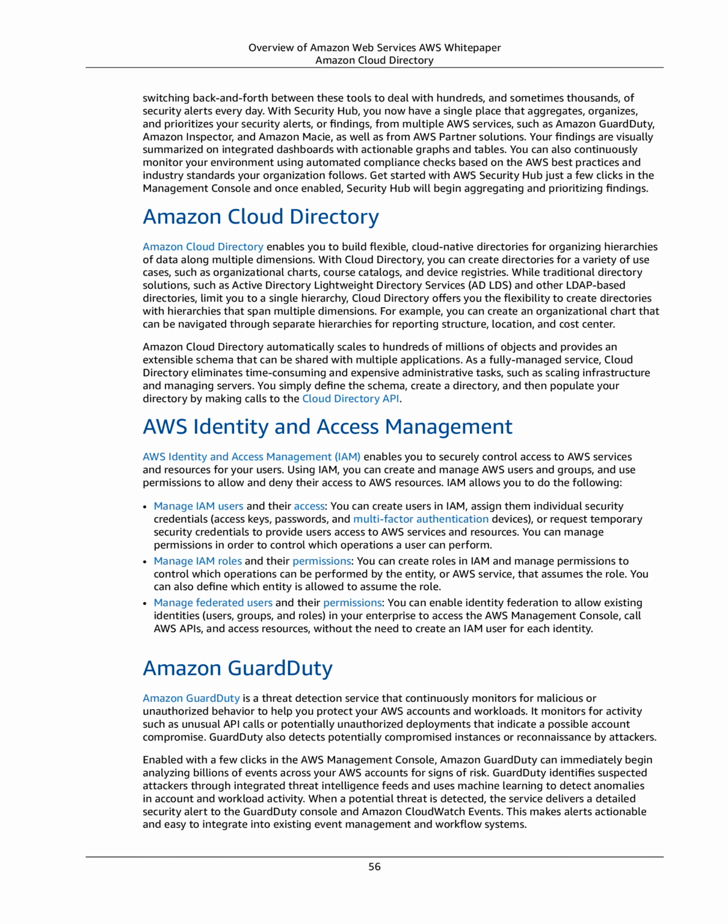Amazon Cloud Directory. Amazon Cloud Directory enables you to build flexible, cloud-native directories for organizing hierarchical data along multiple dimensions. With Cloud Directory, you can create directories for a variety of use cases, such as organizational charts, course catalogs, and device registries. While traditional directory solutions, such as Active Directory, Lightweight Directory Services, AD LDS, and other LDAP-based directories, limit you to a single hierarchy, Cloud Directory offers you the flexibility to create directories with hierarchies that span multiple dimensions.